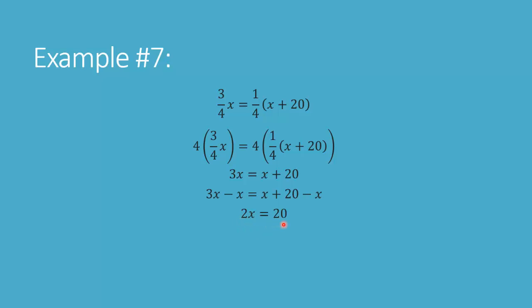Now we can do our last step and simplify by dividing both sides by the 2. So we get 2x over 2 equals 20 over 2, or x, which is 10 miles per hour. So Jeff rides his bike at a speed of 10 miles per hour. Now that's not the final answer. It's close, but remember, we want the distance.